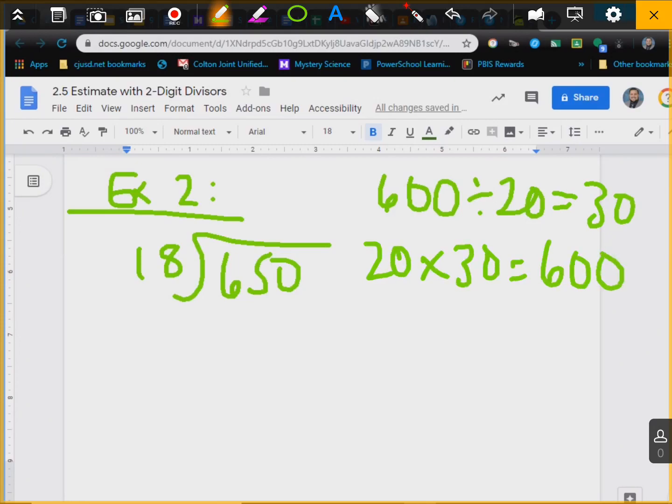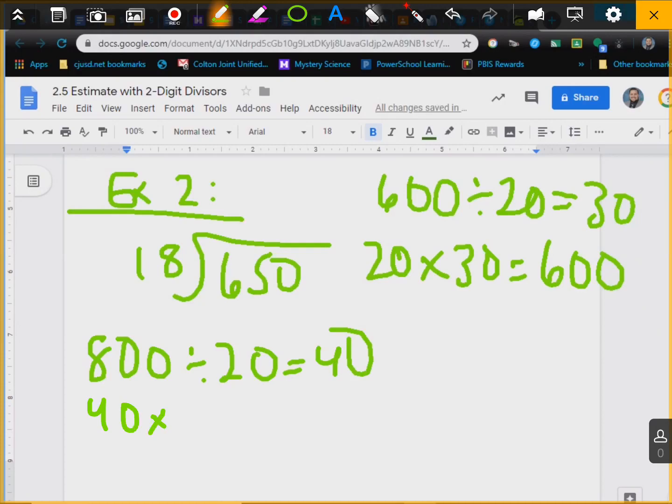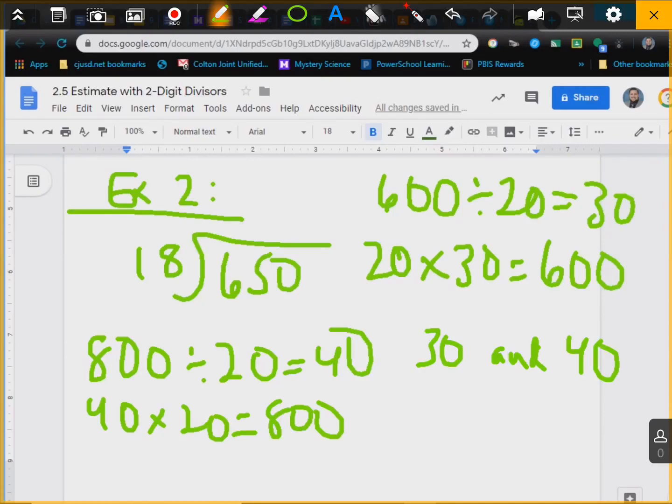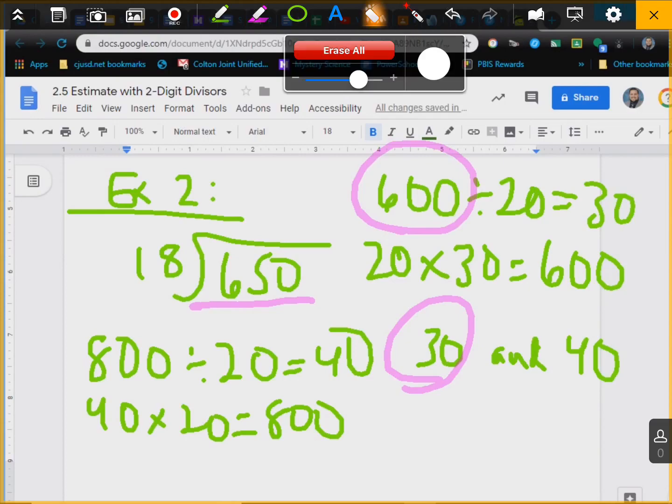Okay? And I'm going to estimate 800 divided by 20, because I know 800 divided by 20 is 40, because 40 times 20 is 800. Okay? So my answer is between 30 and 40. Now, of the two, once again, this one is closer to 650, so 30 is going to be the one I would choose. Because they're going to ask you, give me two numbers that are compatible with the estimate and choose which one's closest. And this one's the closest one. All right? Let's do example number 3.